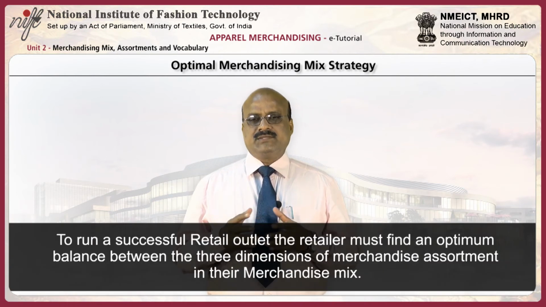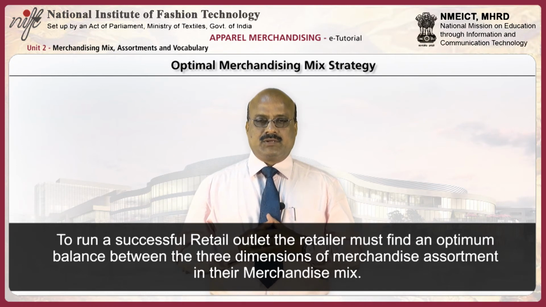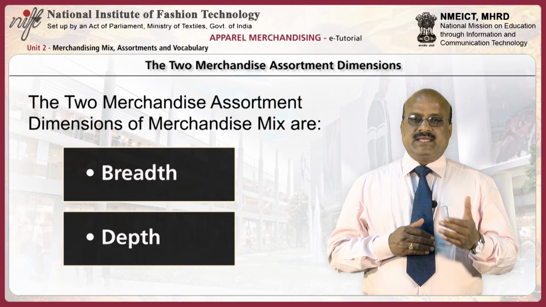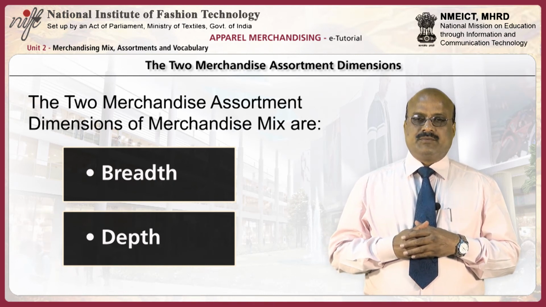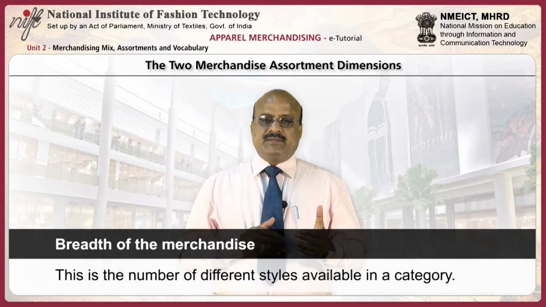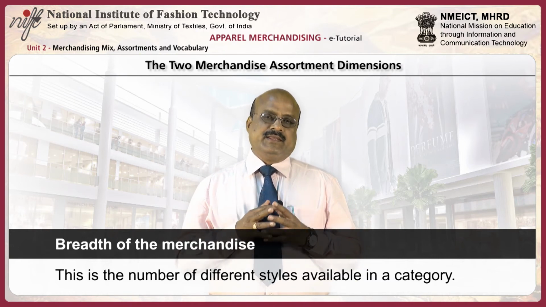To run a successful retail outlet, the retailer must find an optimum balance between the 2 dimensions of the merchandise assortment in their merchandise mix. The 2 merchandise assortment dimensions of merchandise mix are breadth and depth. Breadth of the merchandise is the number of different styles available in a category.